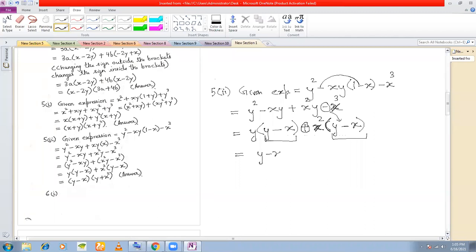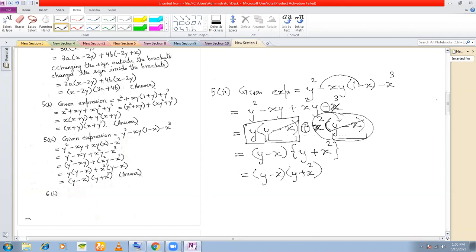So I take out y minus x. And from this entire term, if I'm taking out y minus x, I'm only left with a y. And from this entire term, if I'm taking out y minus x, I'm left with a plus x square. Your answer is y minus x into y plus x square. These two are the factors.